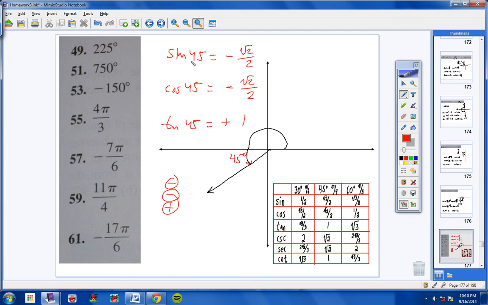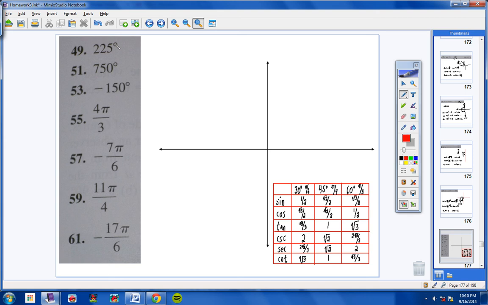So the sine, I'm going to go ahead and change this now. The sine of 225 is negative square root of 2 over 2. The cosine of 225 is negative square root of 2 over 2. And the tangent of 225 is positive 1. Okay? Hope that made sense. Let's practice some more of these. Here we go. Let's take a look now at number 51, 750 degrees. Okay?